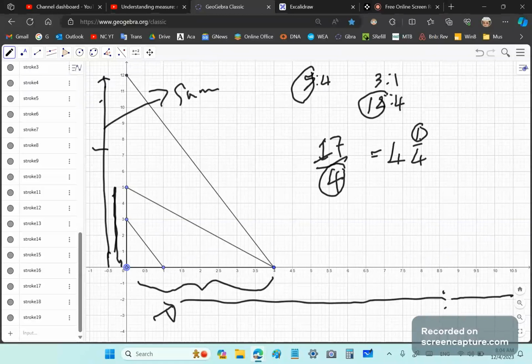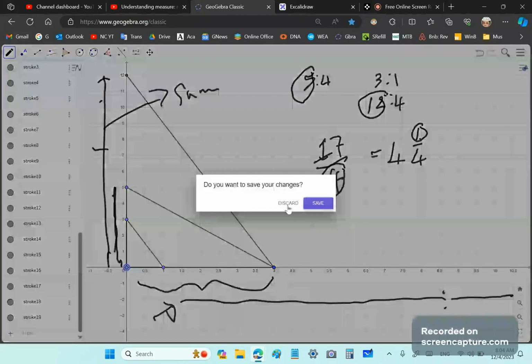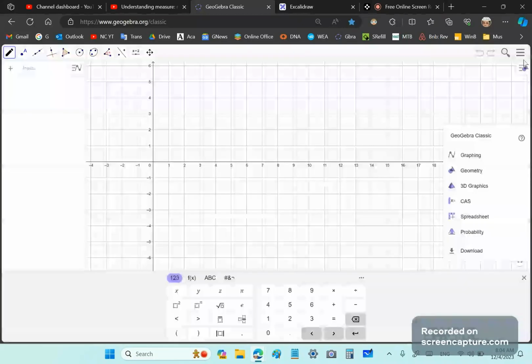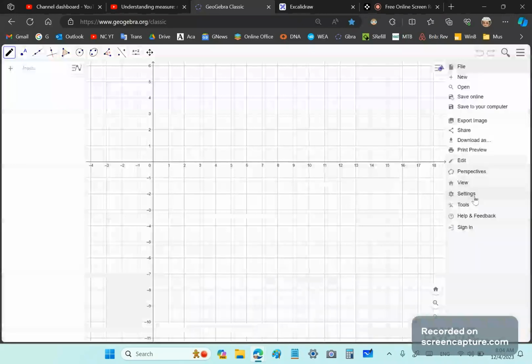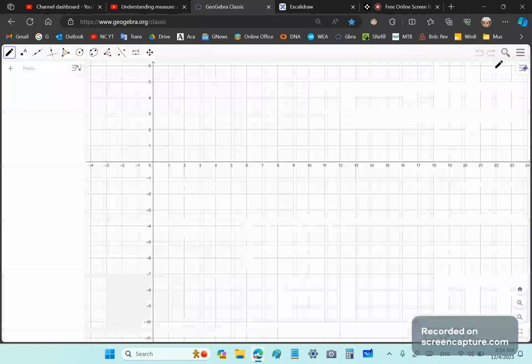It's very much the same process with division. Because I've done too much here, I'm just going to clear this out and say new, discard. And over here, I'm going to say I want no new objects. That's correct. Okay, good.